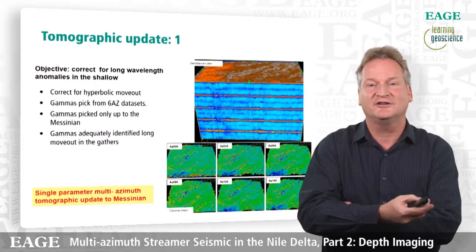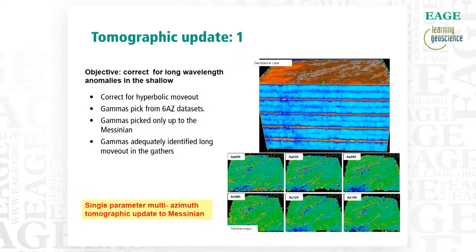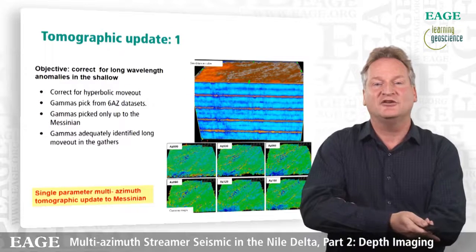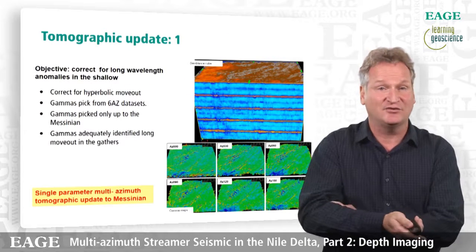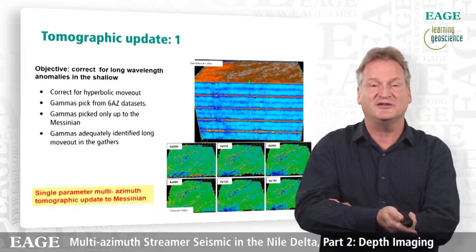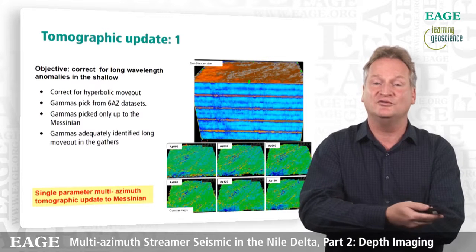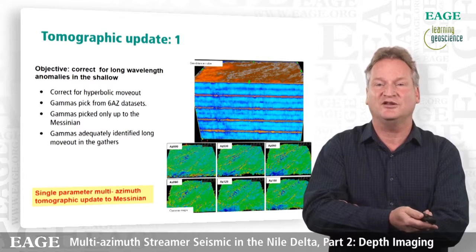So a lot of words, let's see what actually happened here. First of all, the way that we do the analysis is that we pick residuals along horizons. We take our seismic and pick horizons on it, and then along those horizons we pick move out. In this case it's second order move out, so it's a single parameter, but we do use multi-azimuth tomography for the update.